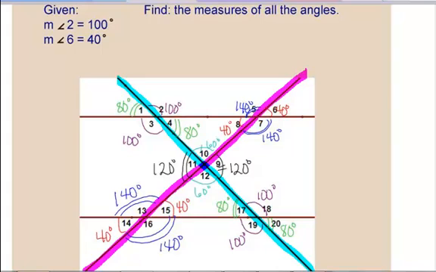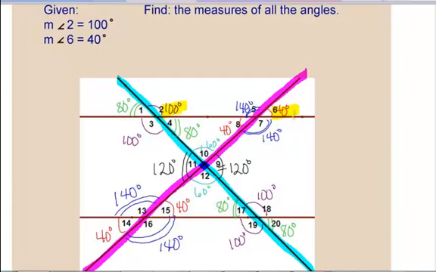So I know that the measure of angle 2 is 100 degrees. So here's where we start with the measure of angle 2. And I know that the measure of angle 6 is 40 degrees. So those are the two given pieces of information.